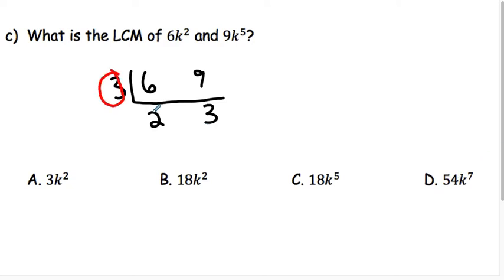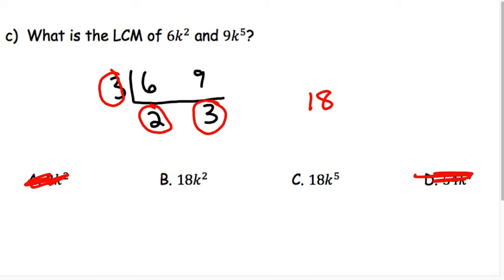Now it's time to multiply. 3 times 2 times 3. Okay, so 3 times 2 gives you 6. 6 times 3 is 18. That means A is out and D is out. So it's either B or C is our final answer. I know my number is 18. I just have to figure out what is the variable.